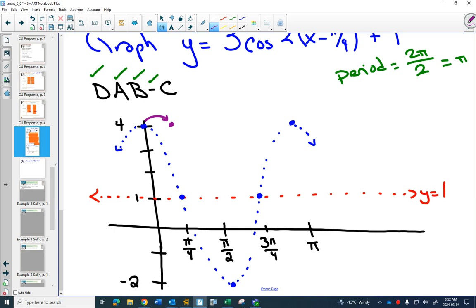This point at pi over 4 will get shifted to pi over 2. Pi over 2 will get shifted to 3 pi over 4. 3 pi over 4 shifted to pi, and I guess I should make one more tick mark. So I took the 5 points, I figured out what my phase shift was, and I moved each of them that distance over to the right.